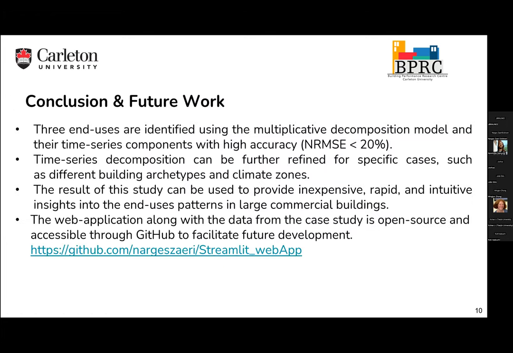Right now we have demonstrated this multiplicative time series decomposition model with a normalized root mean squared error of 20% or less for two buildings, and Nargis has developed this little web interface to facilitate the use of this approach. We are hoping to refine this and make sure it's tested and functional for different building archetypes and climate zones, primarily those valid in Canada, which is the cold to very cold range.